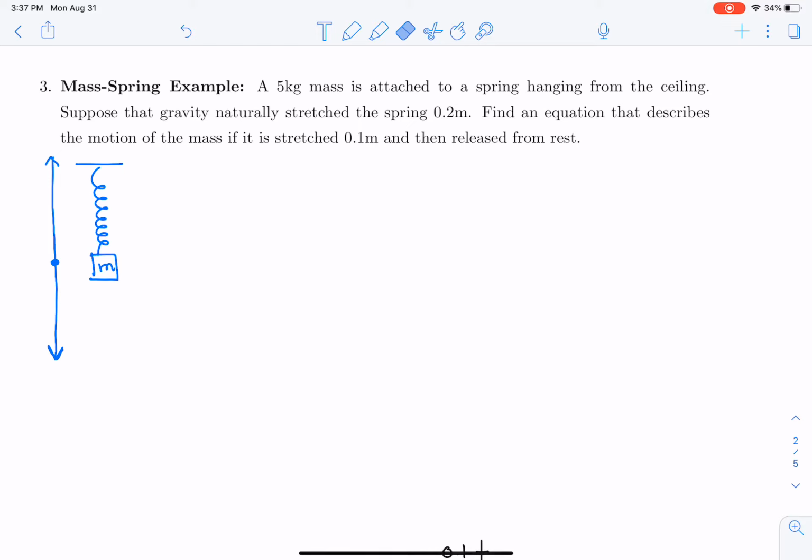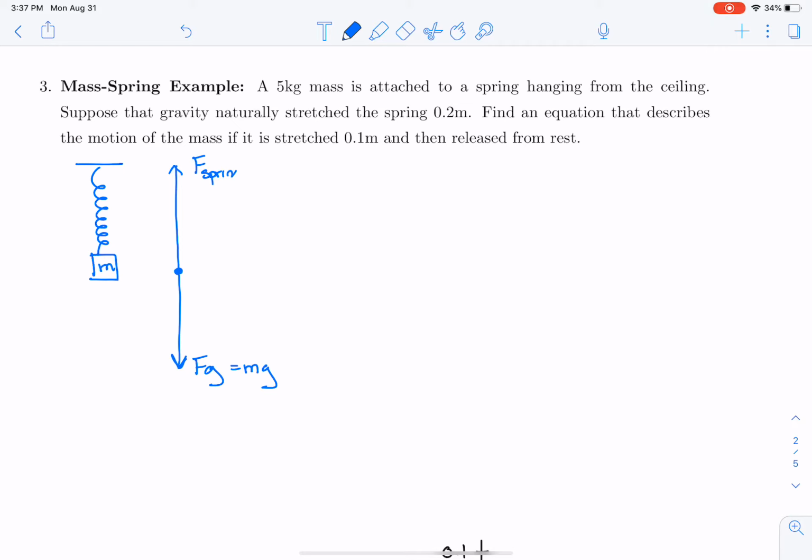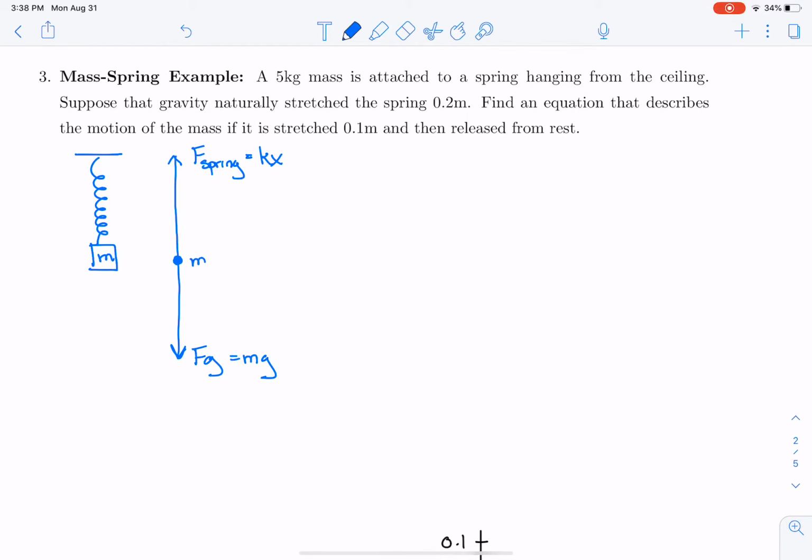Okay, so the mass has essentially two forces acting on it. There's a force of gravity acting on it, which is equal to mg, and then there's a force due to the spring, which is equal to k times x. Here we're making a diagram of the forces. In the center we've got the mass. We have a force of the spring, essentially pulling up, and gravity pulling down.